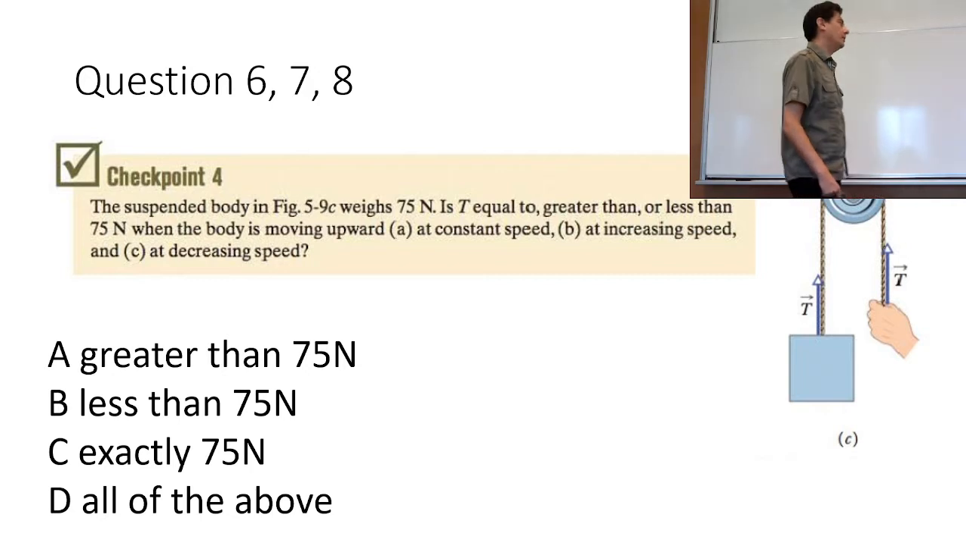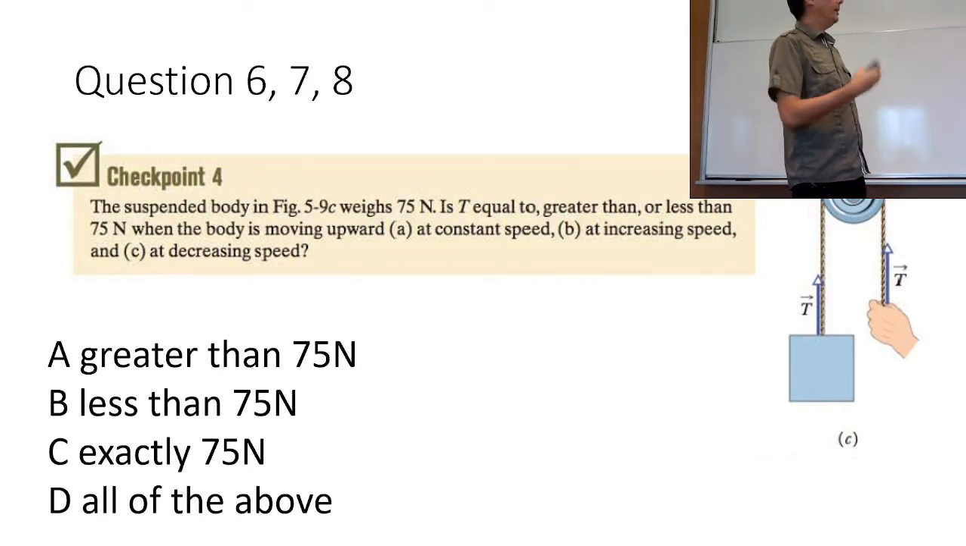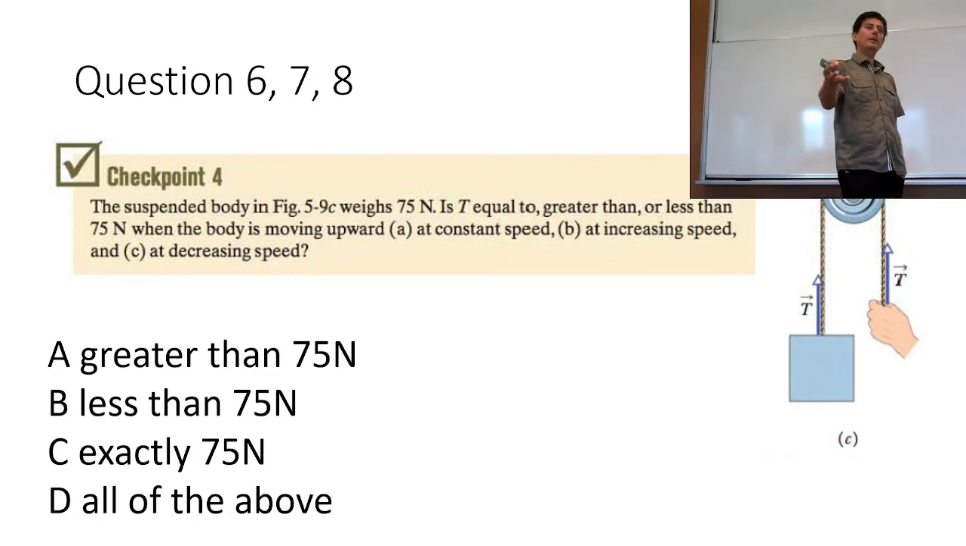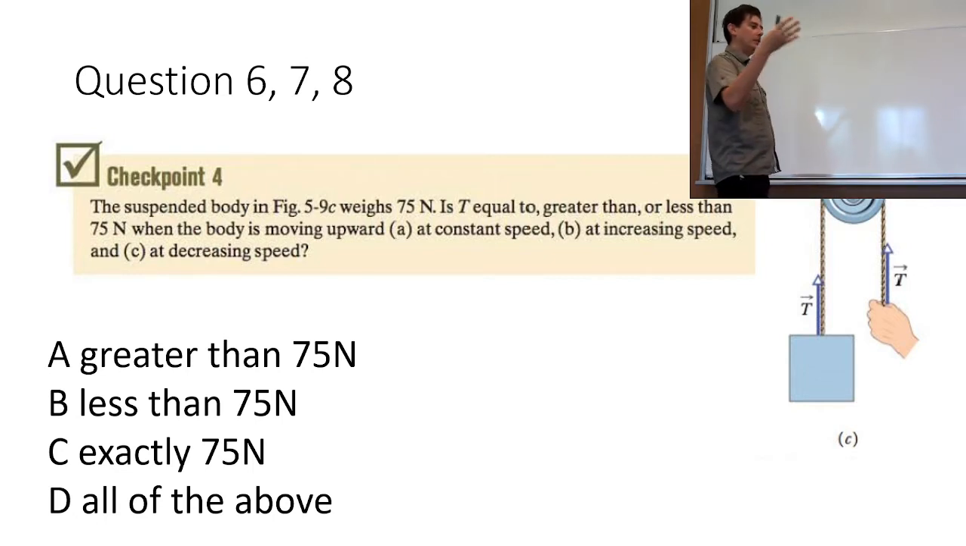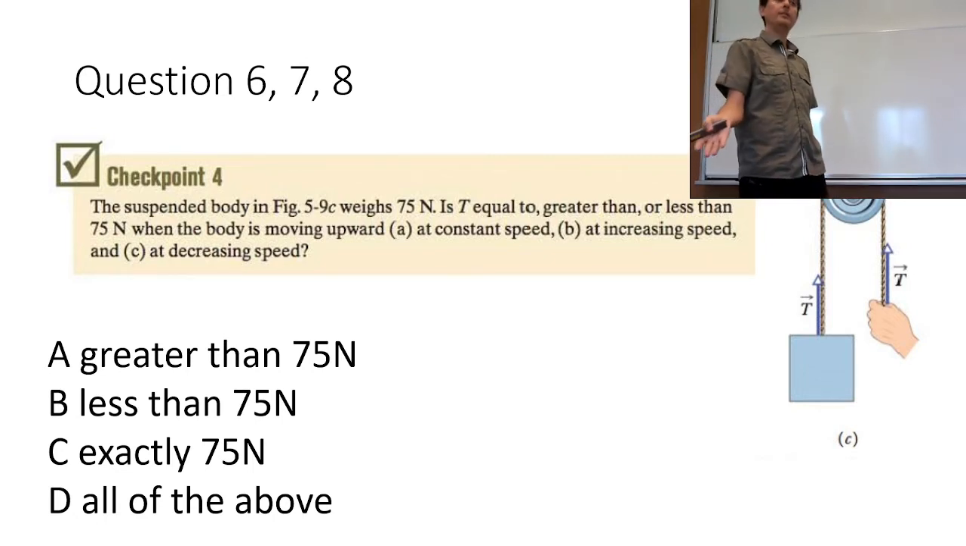Exactly 75, yes, exactly. So it's constant speed. So by F equals ma, the acceleration is 0. Constant speed immediately tells you that acceleration has to be 0. And then F equals ma, so acceleration is 0, that means the net force is 0.